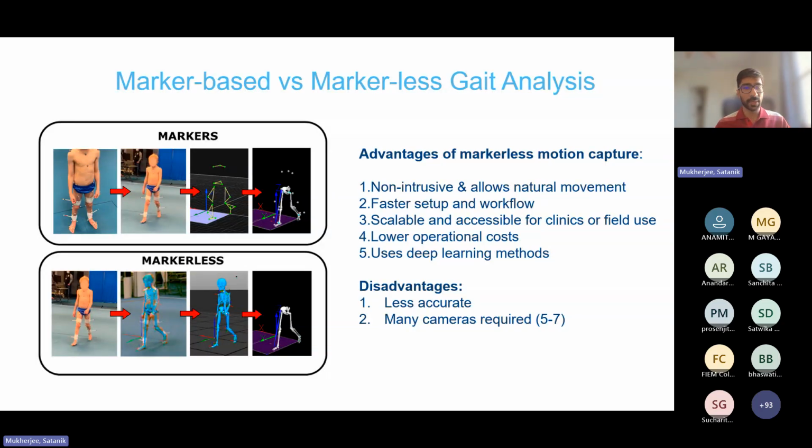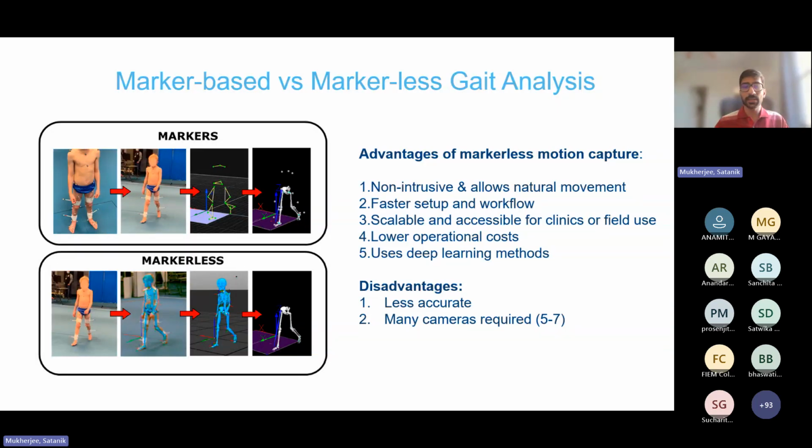However, some of these markerless approaches, which track the body and infer the gait of the patient using deep learning methods, have some disadvantages. One of them is that they are sometimes less accurate, and to get more accuracy, they require more cameras at different angles to track the motion of the patient. Sometimes it can be 5 to 7, or even up to 10 cameras that might be required to very accurately track the motion of the gait for a markerless approach, which might also be a bottleneck if you're trying to use it in the clinics.